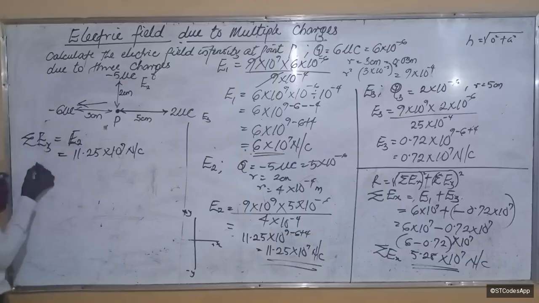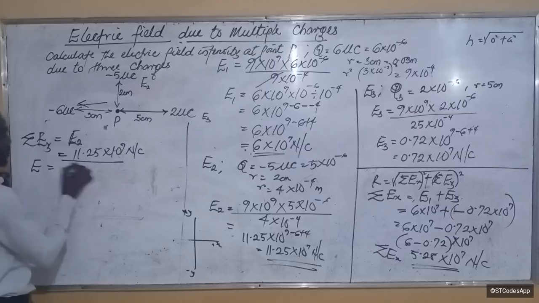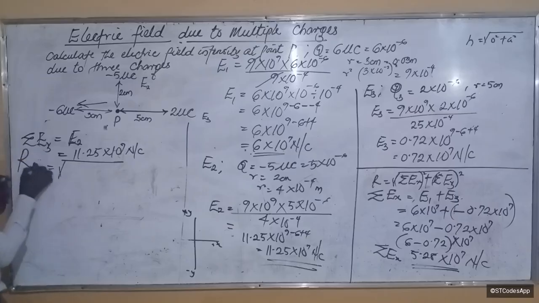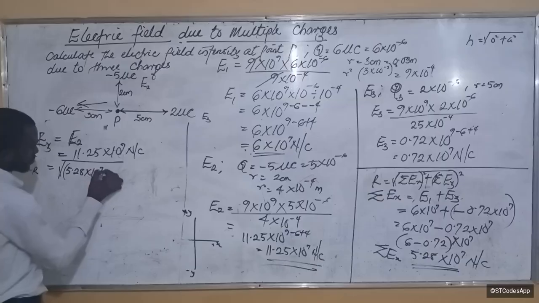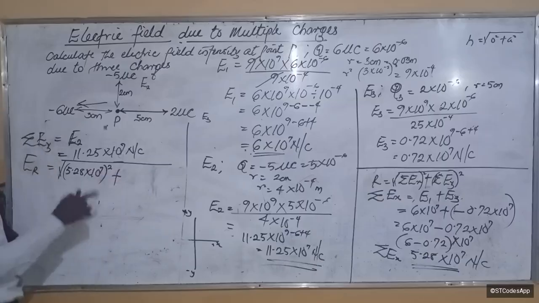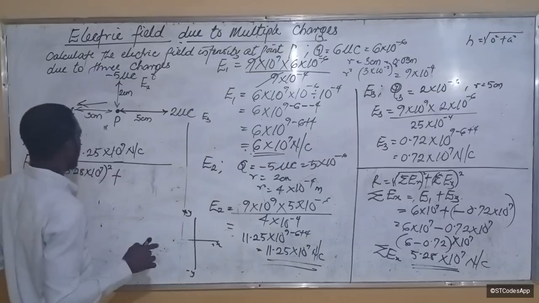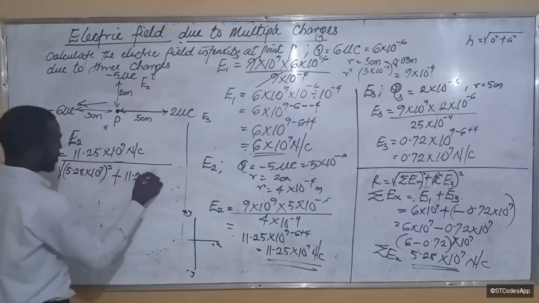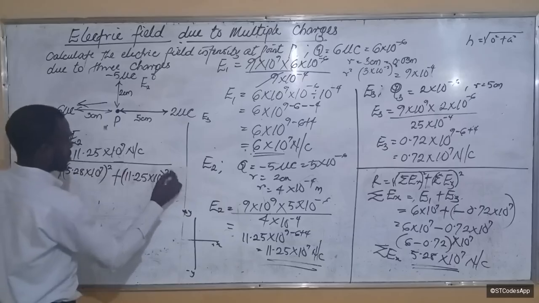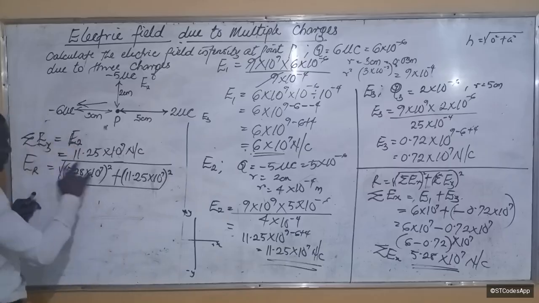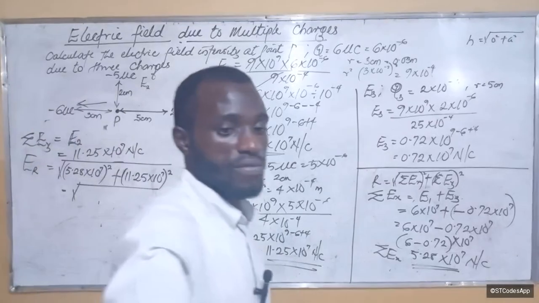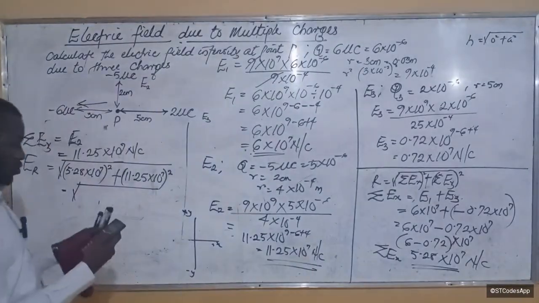So we can now say that our resultant electric field, let's call it E sub R, will be equal to the square root of the summation of the electric field on the x-axis, which is 5.28 times 10 to the power 7, squared, plus the electric field on the y-axis, which is 11.25 times 10 to the 7, all squared. Let's square that. 5.28 times 5.28.